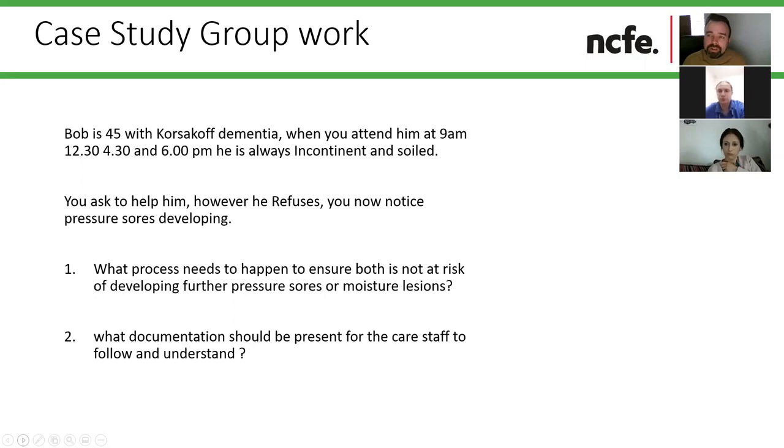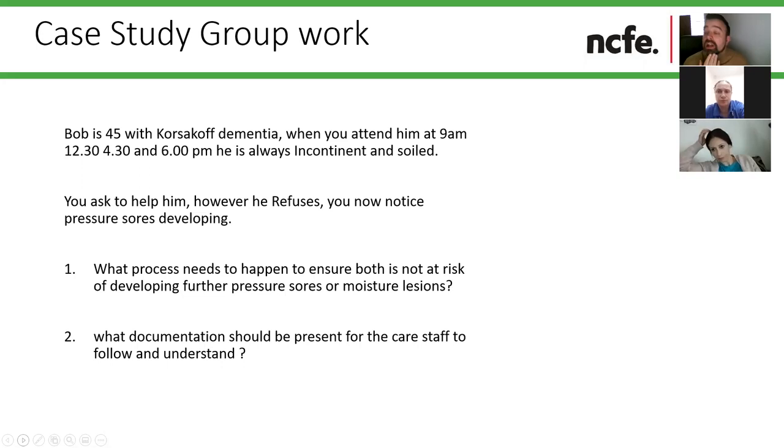So what can we do here with Bob around continence management? We need to know if he's got capacity or not, first of all. He hasn't, because he's got Korsakoff dementia, alcohol-related dementia. So we have to act in his best interest. What could you do, though, just to avoid him being incontinent? If you're always going in at those times and he's always incontinent and soiled, what could you do? Least restrictive.